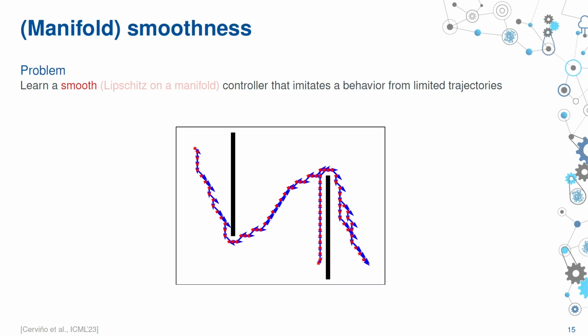Obviously, I only have limited trajectories, so I have no idea what has to happen if I were here, for example, or in other places of the space. So what I want to do is to use smoothness as a way to get additional information about what I should do in states where I haven't seen the action, right?